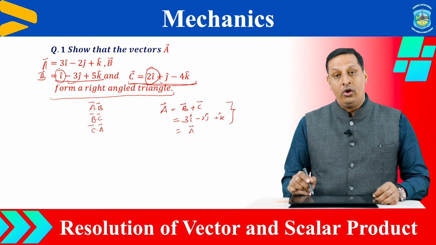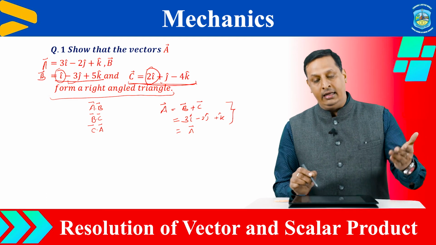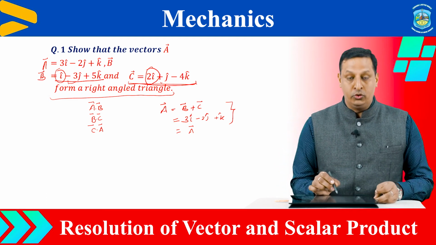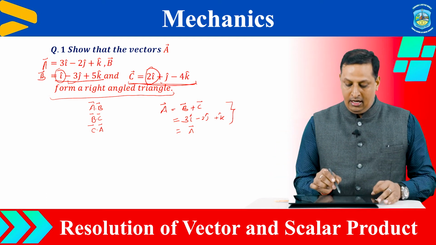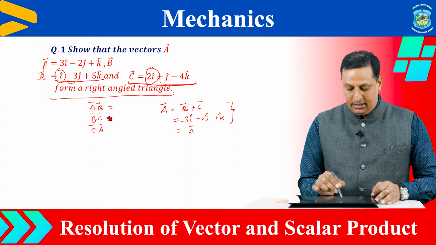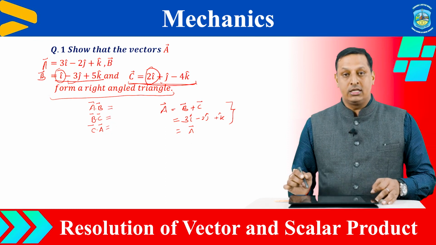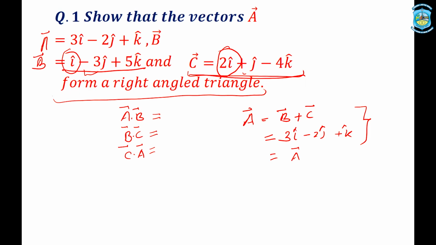But now, in order to prove that it is a right-angled triangle, we have to prove that the dot product between any two of these vectors has to be 0. Let us find out the dot product one by one. We are finding out first A dot B. A dot B is equal to AxBx plus AyBy plus AzBz. Here we have vector A, this is Ax, this is Ay, and Az is 1 here.